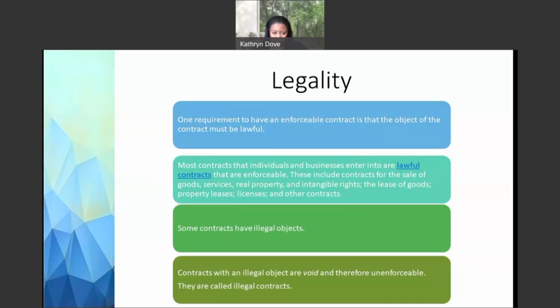So a contract that has an illegal object, sale of alcohol during a period of prohibition, for example, sale of alcohol to a minor, an agreement to sell alcohol to a minor. Purchasing alcohol is illegal for minors. So anytime the subject matter of the contract is illegal, that contract is absolutely void. It has no legal effect. Let me know if you have any questions about illegality.